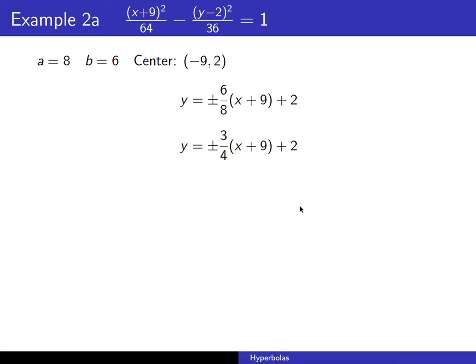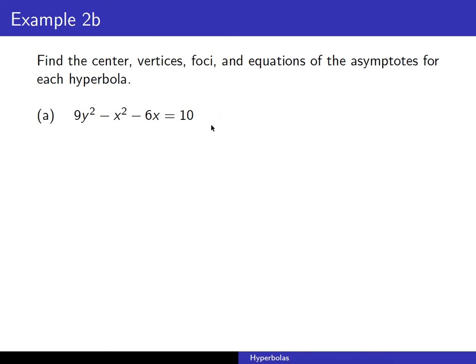For our asymptote equations, because it is opening left and right, it's going to be b over a, which we have 6 over 8 for our slope, which reduces to 3/4, so we have plus or minus 3/4, and x minus negative 9 becomes x plus 9, and then plus the value of k. So we have y equals plus or minus 3/4 times, in parentheses, x plus 9, and then plus 2, and that'll give us the equations of our asymptotes.